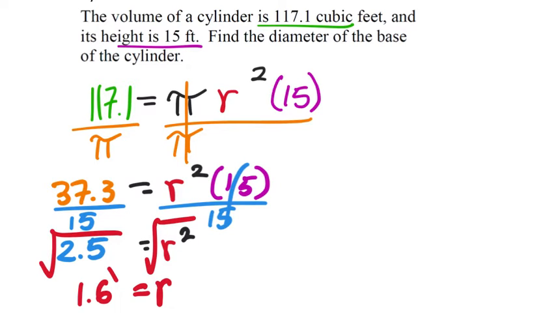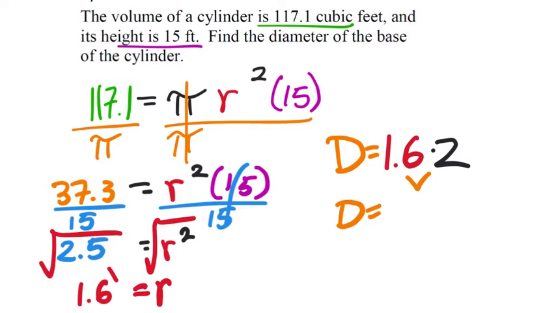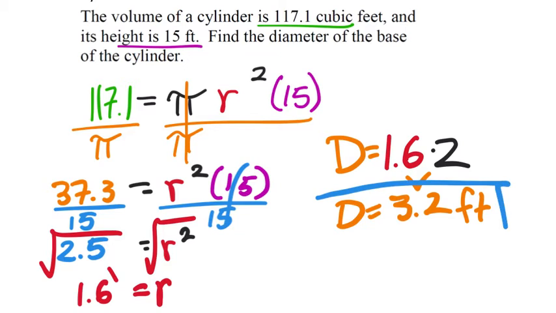But we want the diameter. So the diameter is the same as taking the radius, 1.6, and I just need to multiply that by 2. That will be my diameter. So let's see, 1.6 times 2, 3.2. Of course, that's feet right there, right? There's my diameter.